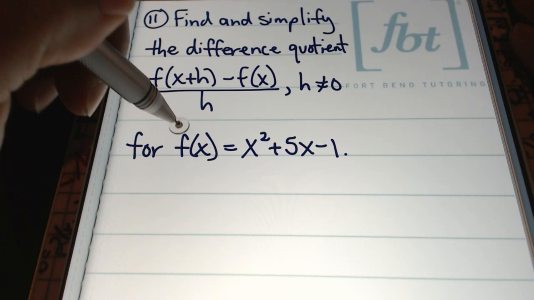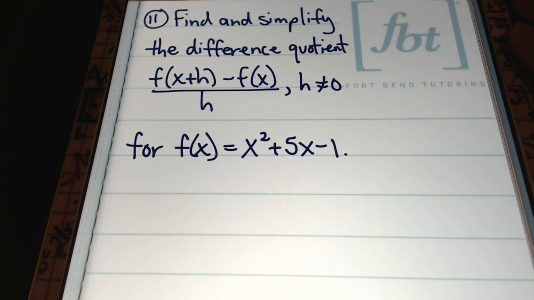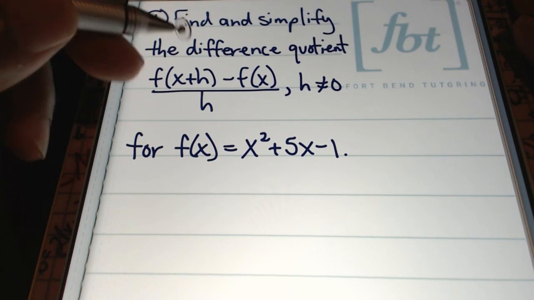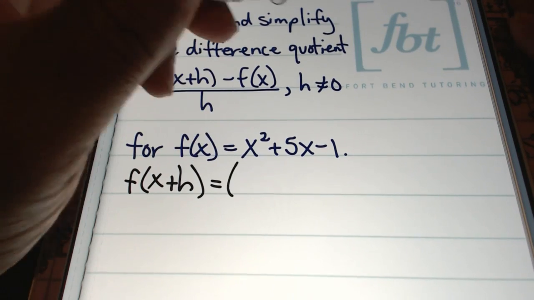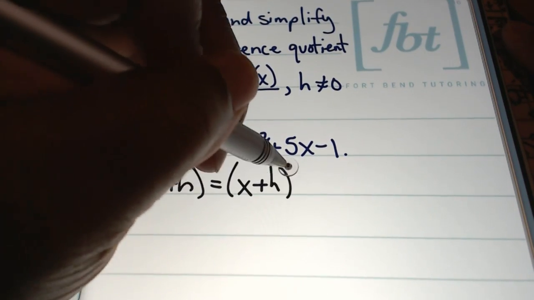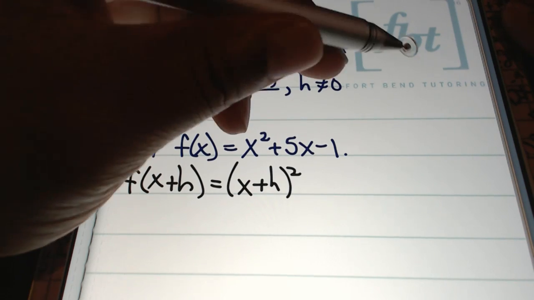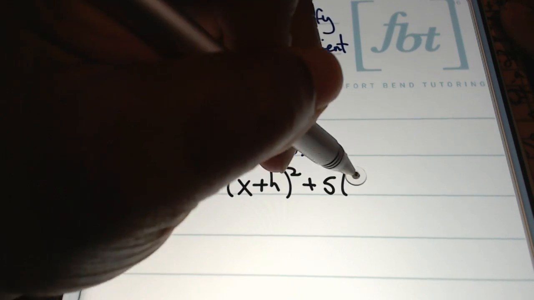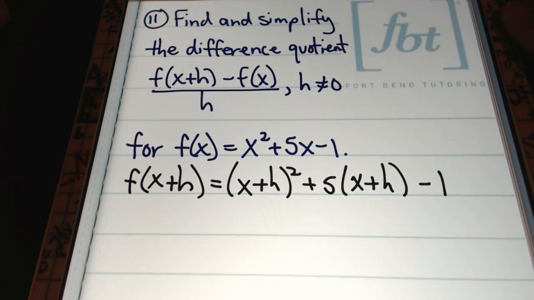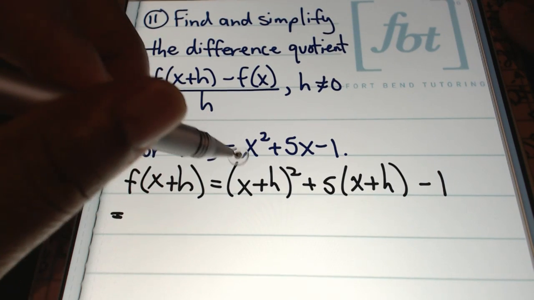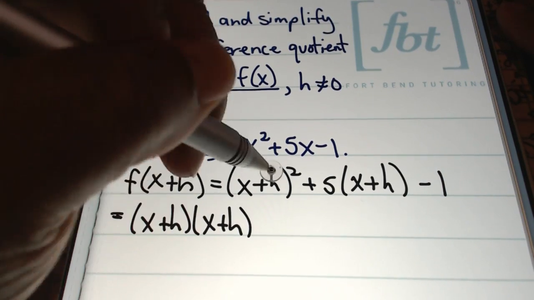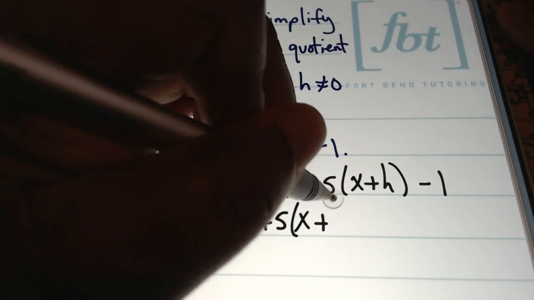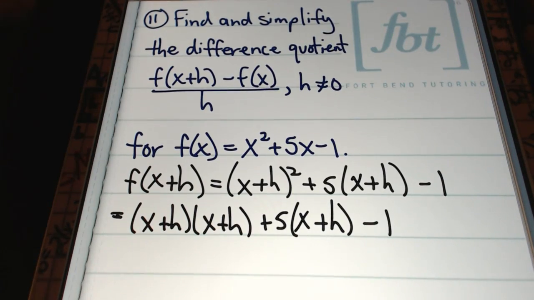So we already are given our f function right here. However, we do not know the value of f of x plus h at this current time. We need to find out what that is. And how do we find that out? We find that out by replacing all the x's in the original function with the quantity x plus h. So note, this is going to be the process for finding out that value. Remember, just like in the previous problem, you'll need to expand that binomial squared. So this is the same as x plus h times x plus h plus 5 times the quantity of x plus h minus 1. Then you'll go ahead and distribute.